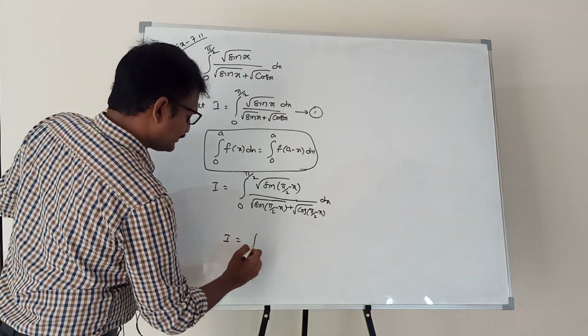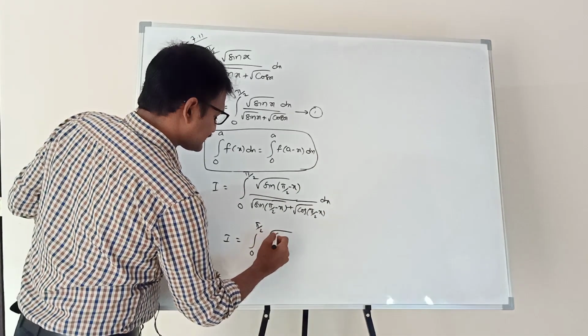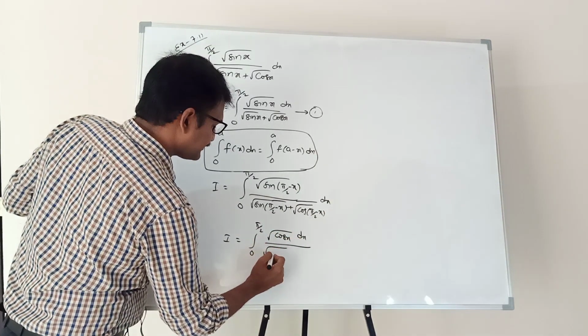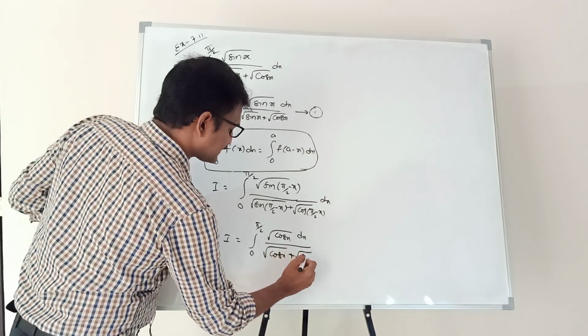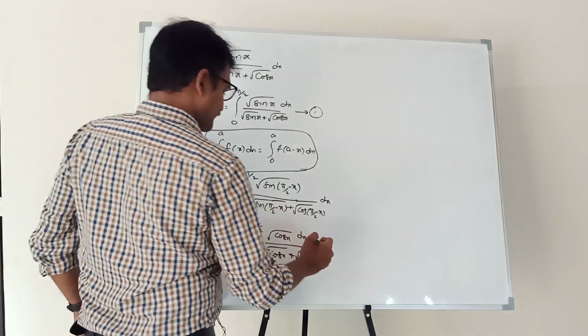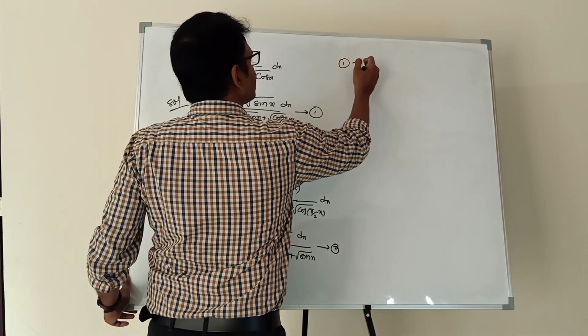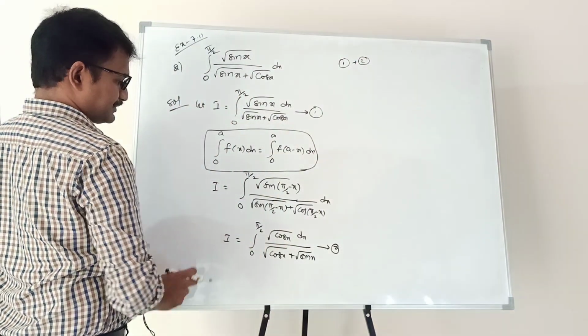So I is equal to integral 0 to pi by 2 of sin(90 minus x) cos x dx by root of sin(90 minus x), which is cos x, plus root of cos(90 minus x), which is sin x. Let this be equation number 2. Now adding 1 and 2. What is equation number 1? Given. So this is equation number 2.